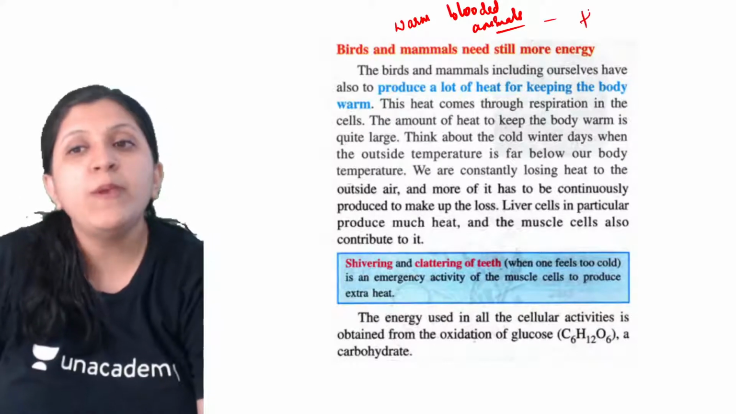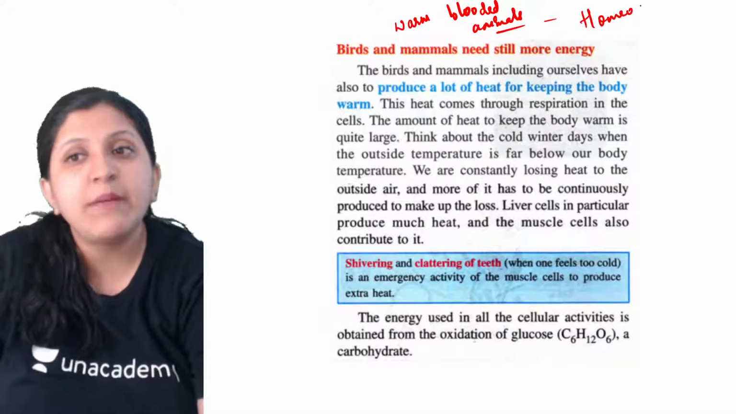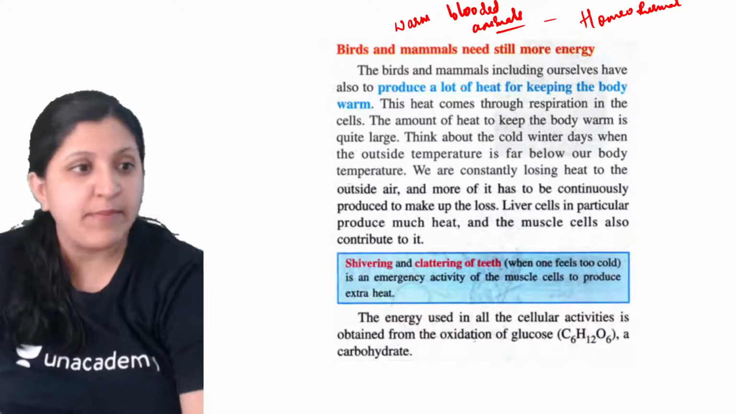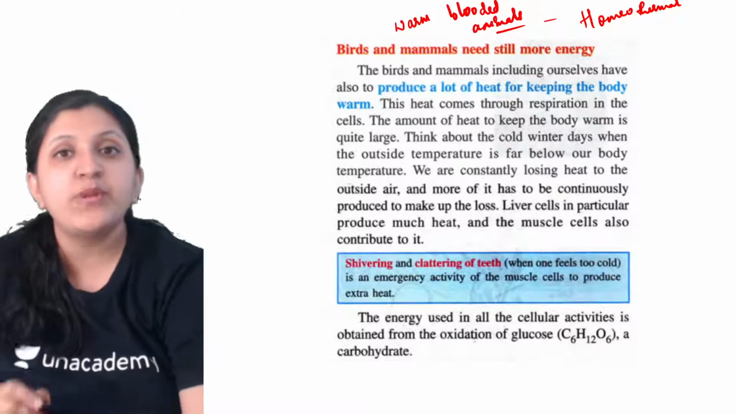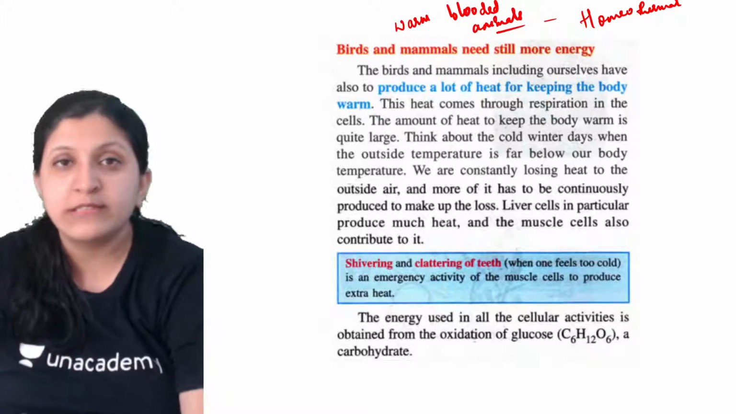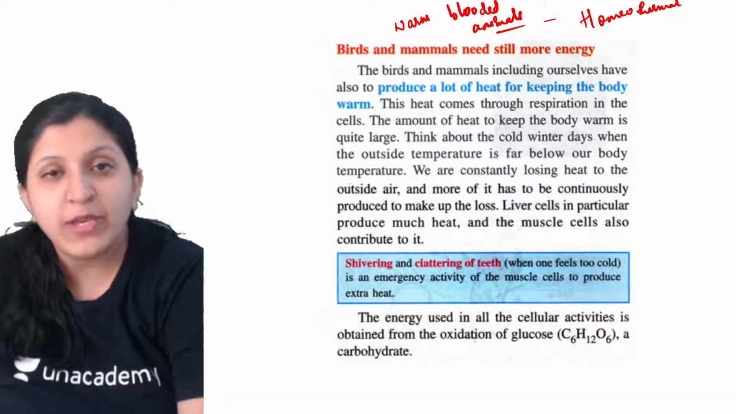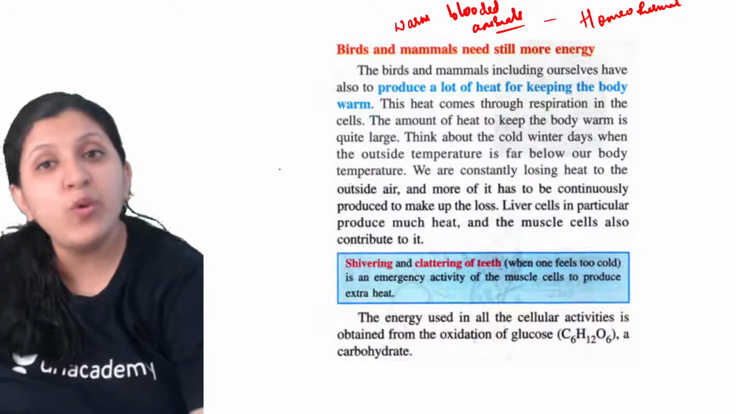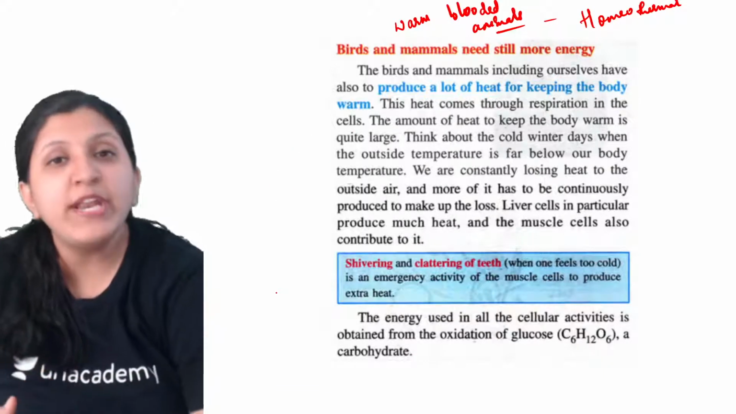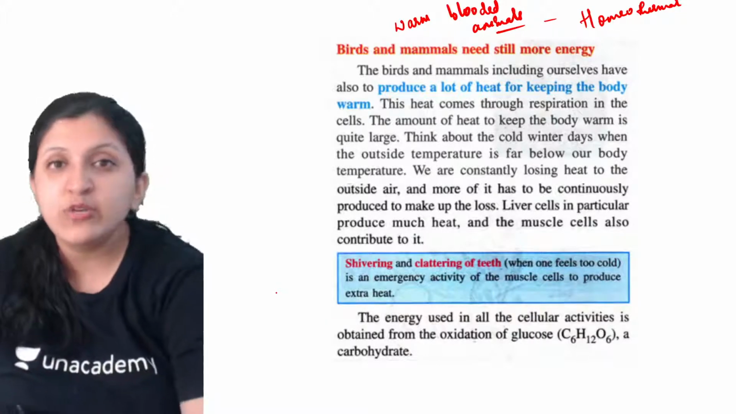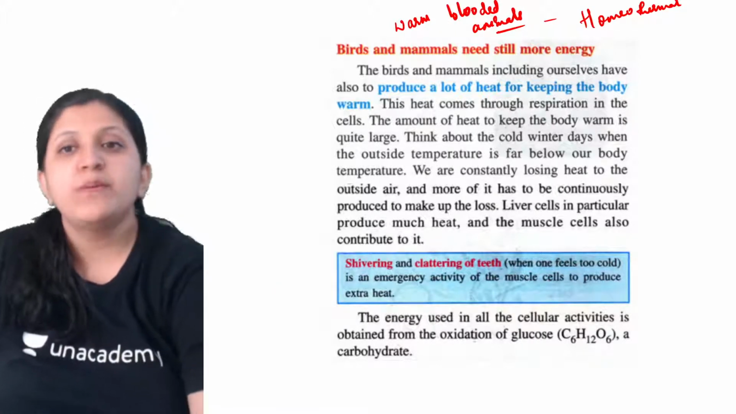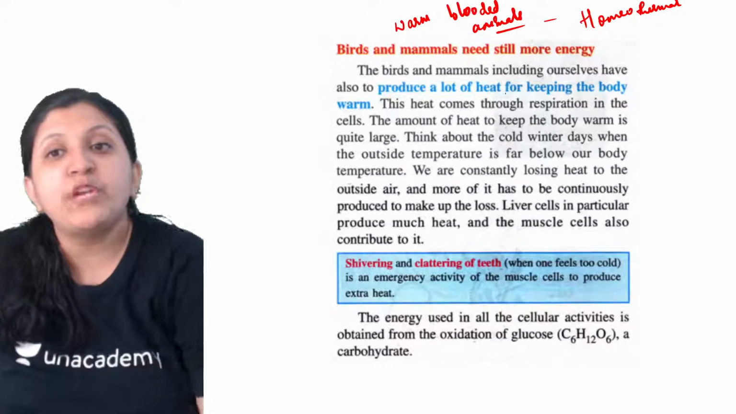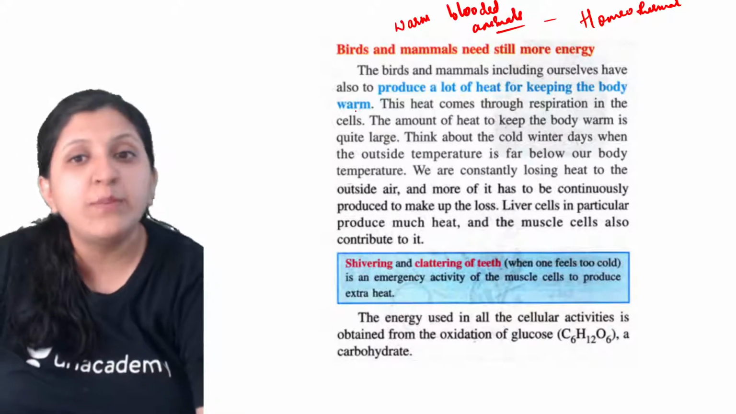So that is homeothermal: always the same temperature has to be maintained in case of birds and mammals. But this is not the case with others, like pisces, reptiles, and amphibians. They are cold blooded, which means their body temperature will change according to the surrounding temperature. The birds and mammals, including ourselves, have to produce a lot of heat for keeping the body warm.